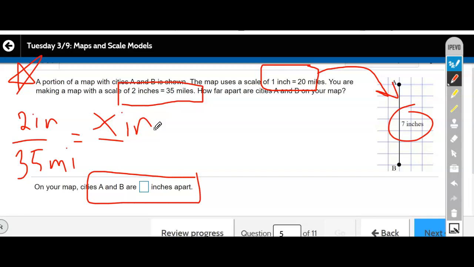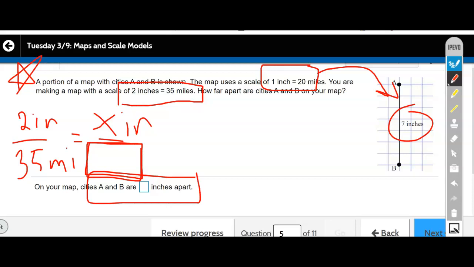What do I need to finish my proportion to solve this problem? Come on, people. What do I need to finish this proportion? Lorelai? What? Okay, so what do I need to fill this spot right here on this proportion? Noah?